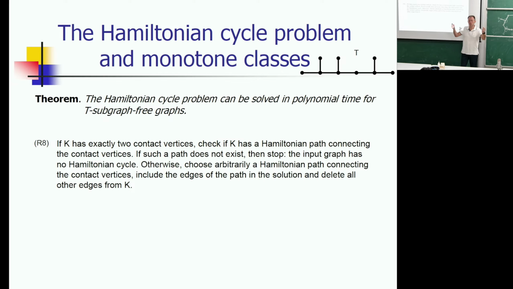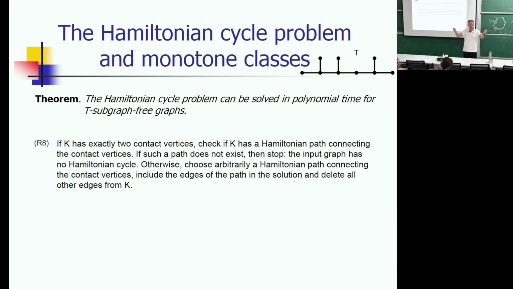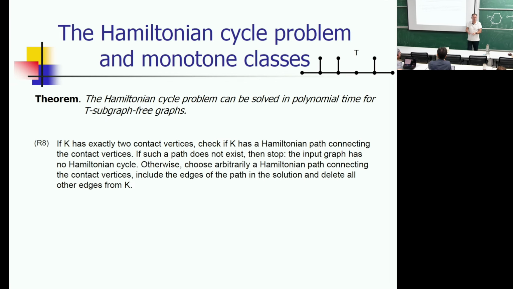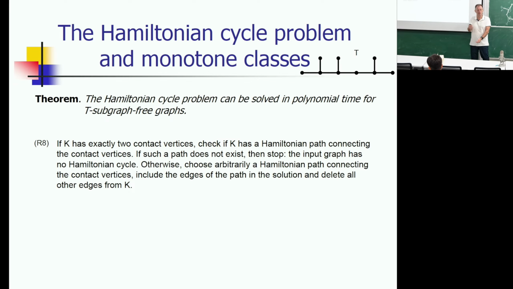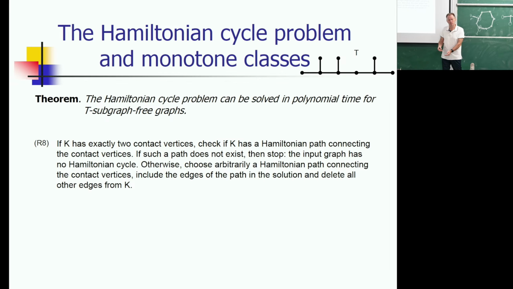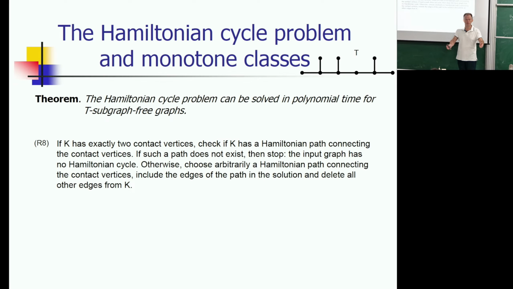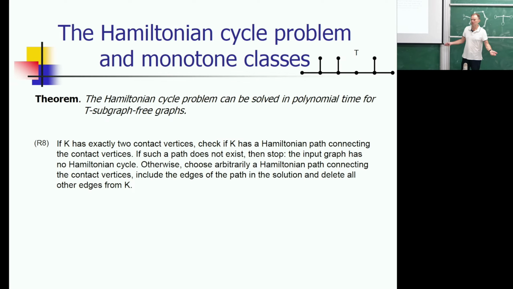So all you need to do is just to check whether your black component contains a path connecting contact vertices. A path containing all vertices of this component and connecting them. Such a path may exist, may not, but the component is small. It's bounded number of vertices. We can easily check. So all black components have bounded size. And if such a path exists, you take it, delete all edges except the edges in the path, which makes all vertices white. If such a path does not exist, you stop and say there is no Hamiltonian cycle.